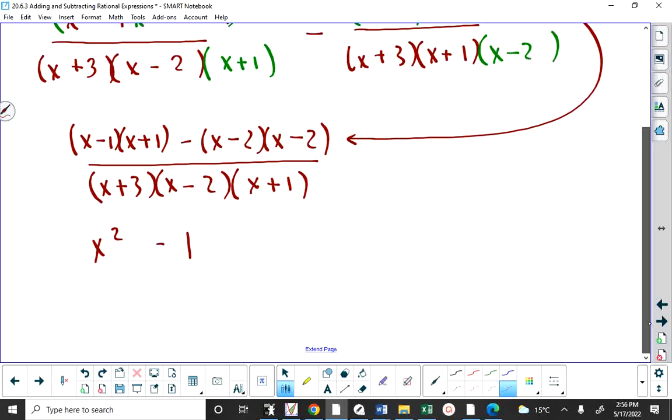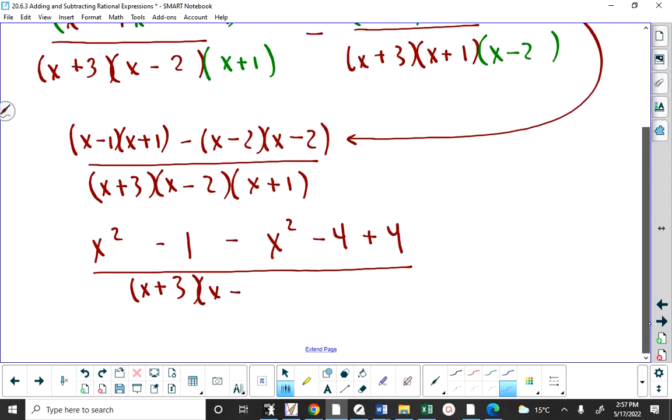And then minus x minus 2 times x minus 2 is x squared minus 4x plus 4. My outer will be negative 2x. My inner will be negative 2x. So I get negative 4x over x plus 3, x minus 2, x plus 1. Are you okay with that?